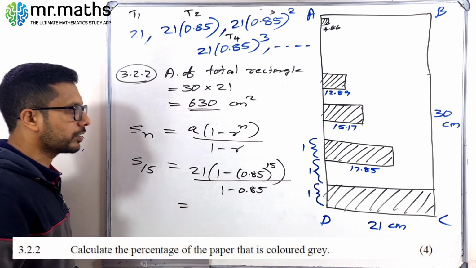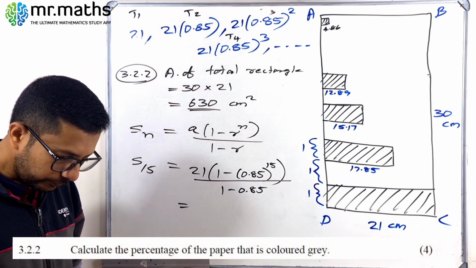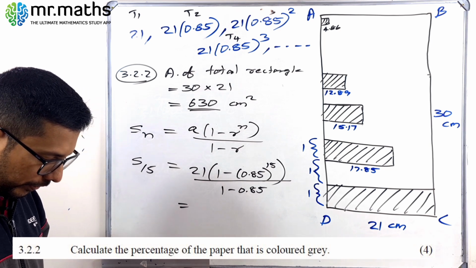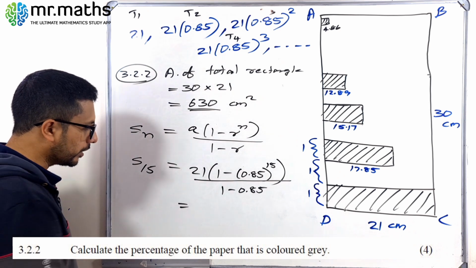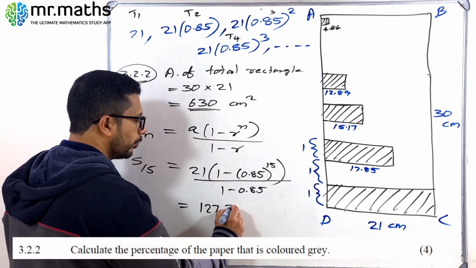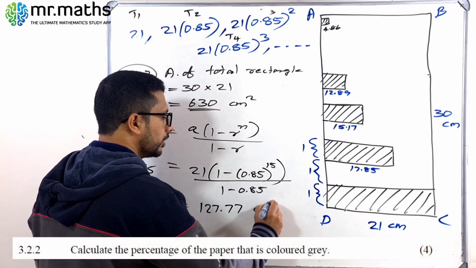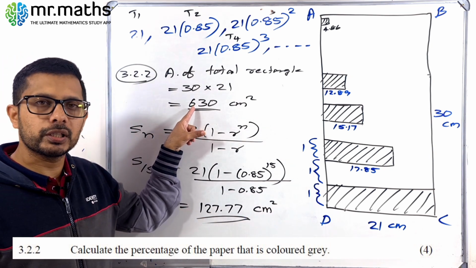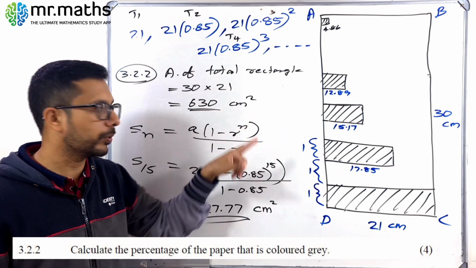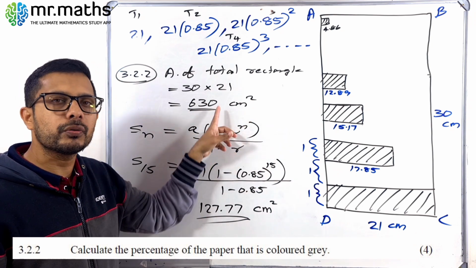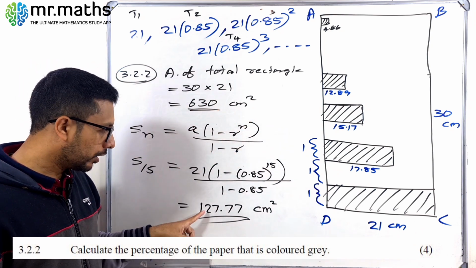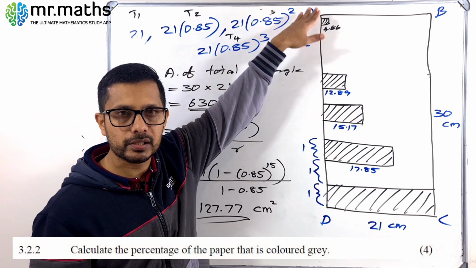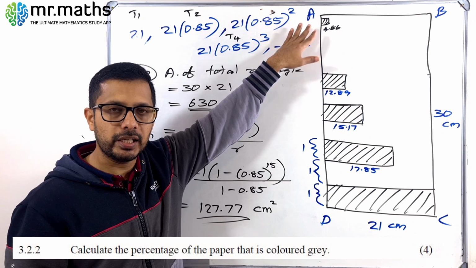Check in your calculator, guys. What is the answer for this one? In your calculator you will get 127.77 centimeter square. So total how many centimeter square is the area? Total area of the paper is 630. Out of that 630, 127.77 are rectangular areas, the sum of the 15 rectangles' areas.